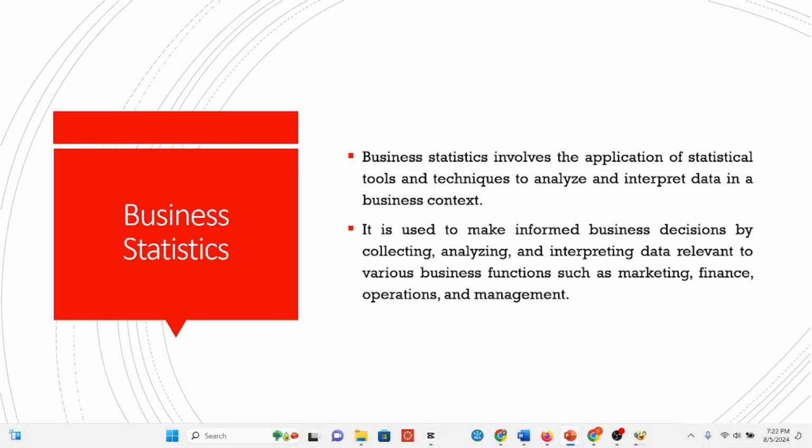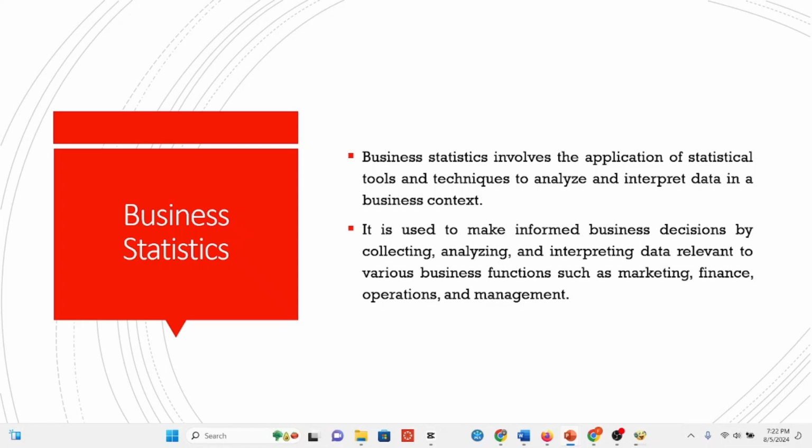Business statistics is a branch of applied statistics that focuses on the analysis and interpretation of data relevant to business operations and decision-making. It plays a critical role in helping businesses make informed decisions by providing quantitative insights into various aspects of their operations. This field encompasses a wide range of activities, including collecting, organizing, analyzing, and interpreting data to address business challenges and opportunities.